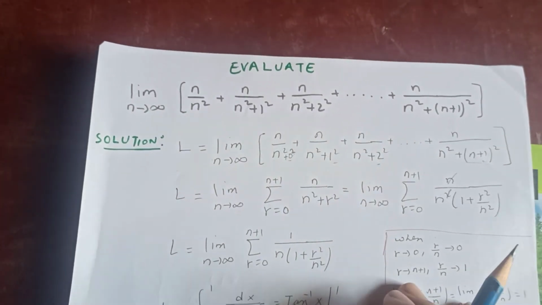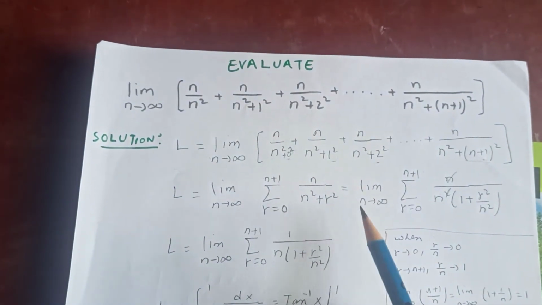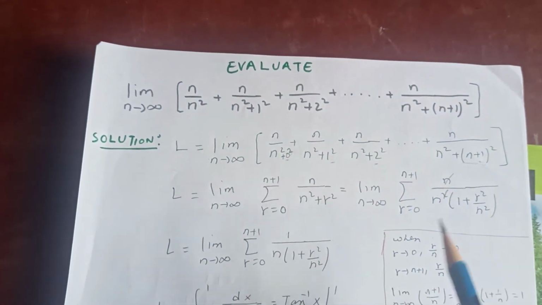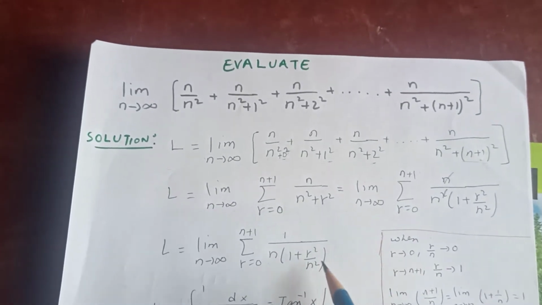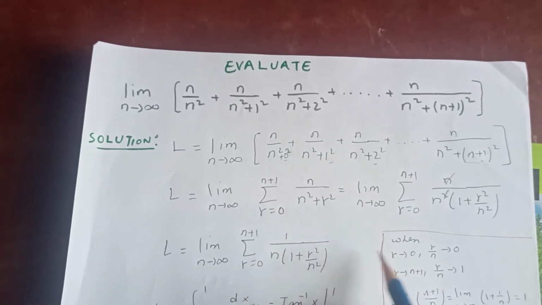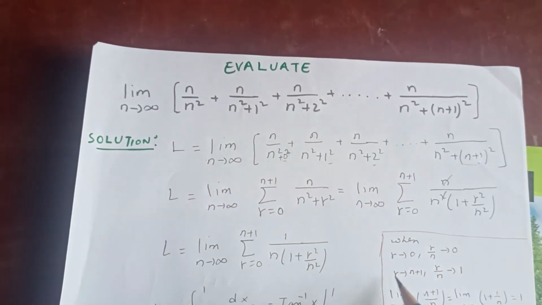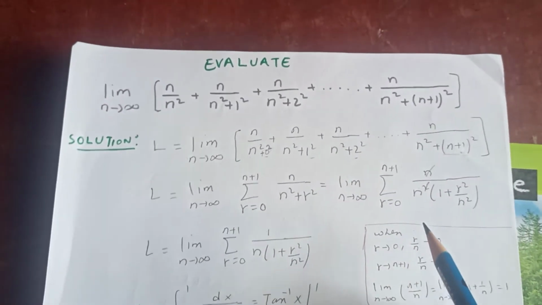This type of limit I have already solved, how to change the limit into a definite integral. So when r tends to 0, what will happen? r by n will tend to 0. And when r tends to n plus 1, then r by n will tend to 1. Why? Here is the proof.